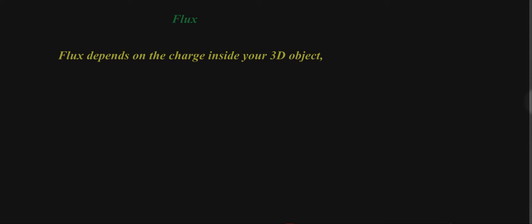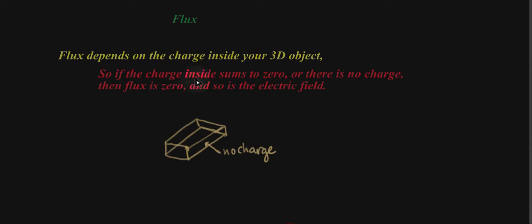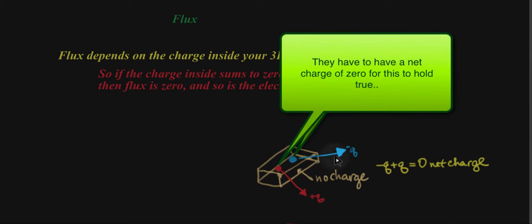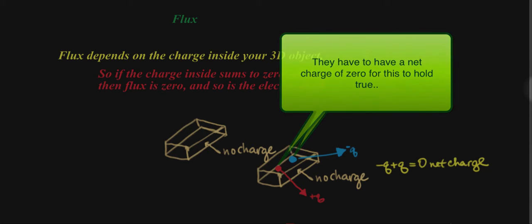Flux depends on what the charge is inside your 3D object. So if there's no charge inside your box, your 3D Gaussian surface, then there is no flux, there is no electric field inside here. Also, if the sum of your two charges is equal to 0, there's no net charge, then it's just like it was with this empty box here with no charge, right? So there's no electric field or no flux.